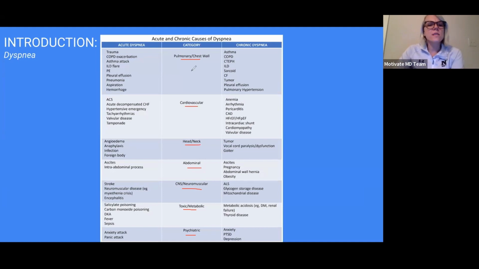Okay, so the first things I want to draw your attention to in terms of pulmonary and chest wall are these acute things over here. So obviously if we have trauma to the chest wall, that can certainly cause shortness of breath. You'll see asthma. We can have an asthma attack, if you will, asthma exacerbation. You can see it on both sides, obviously acute asthma exacerbation and COPD exacerbation, but also we can see it in this chronic side too. Okay. And then other things like pneumonia, that can be acute, obviously. We can have chronic pleural effusions and acute ones. You'll see some that are on both sides.